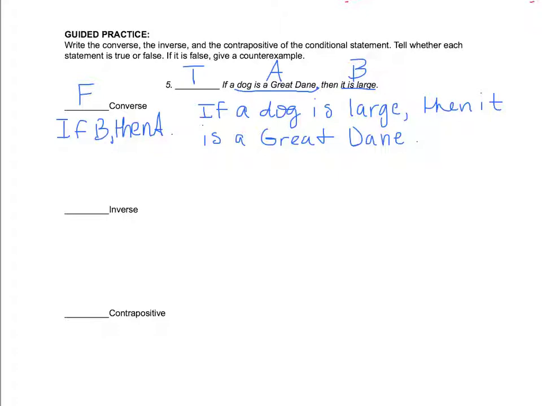I think Dalmatians are very large dogs. Maybe I'm not thinking of Dalmatian. There's some very large dogs that aren't Great Danes, and probably some of you know them better than I do. I don't know dogs real great, but I know this is not true. My dog is little. The inverse tells us if not A, then not B.